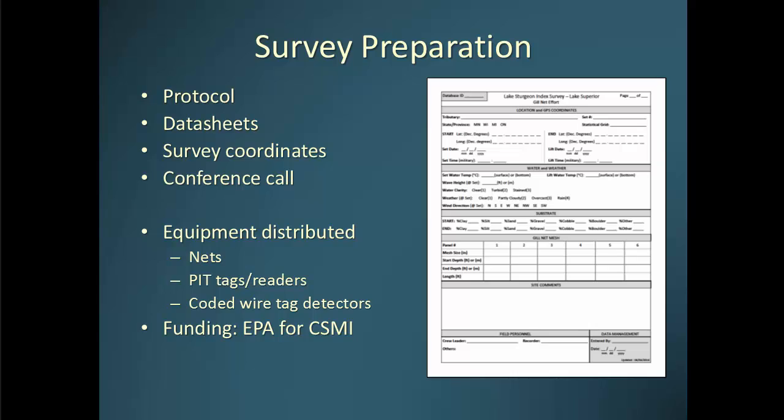The Fish and Wildlife Service also received funding from the EPA for the CSMI project to purchase equipment such as nets, pit tags, tag readers, and coated wire tag detectors. And this equipment was distributed to the agencies as they were needed.